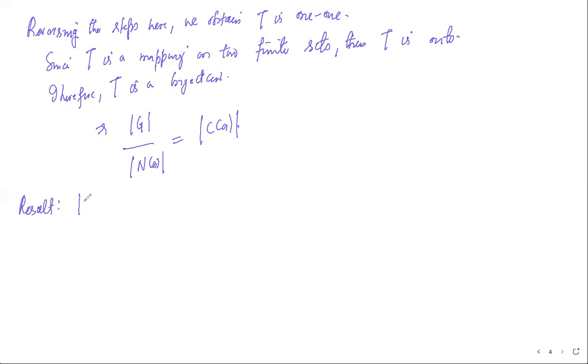As we have seen earlier, the order of G is equal to the summation of the order of the class of A, where the sum runs over disjoint equivalence classes.